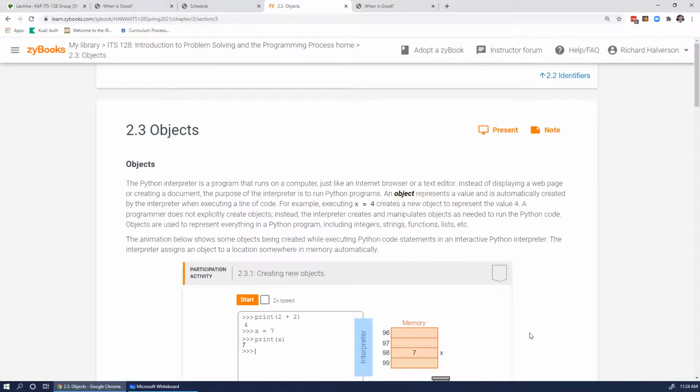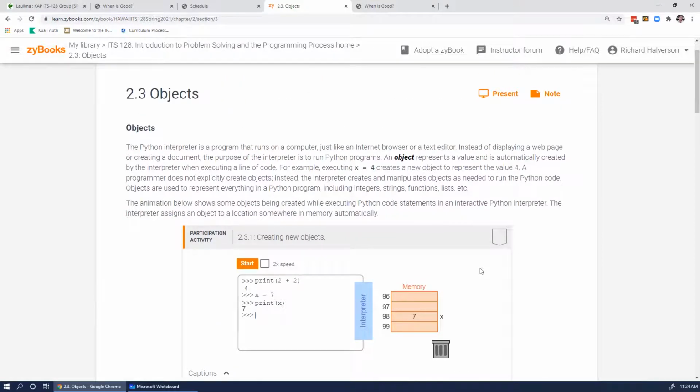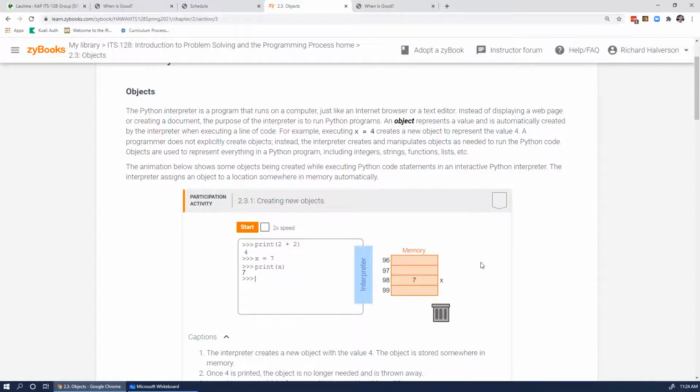All right, 2.3. Are there any challenges in here? No, I don't think so. Okay, this is objects. Back in the old days, we didn't have a concept of an object in our programming languages. This is new. This is after the 90s.